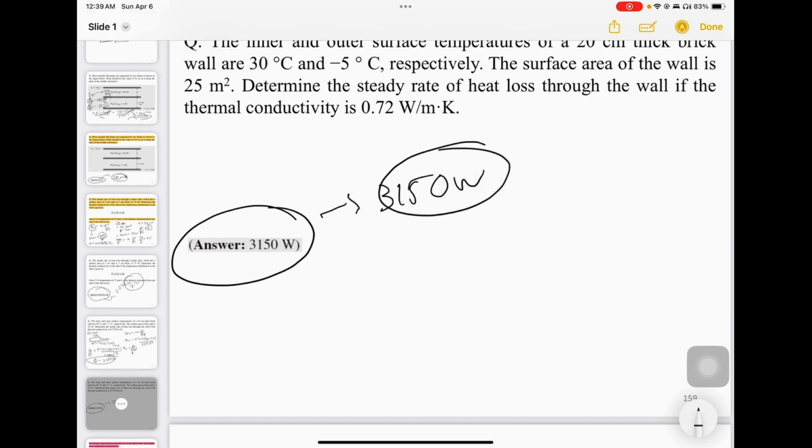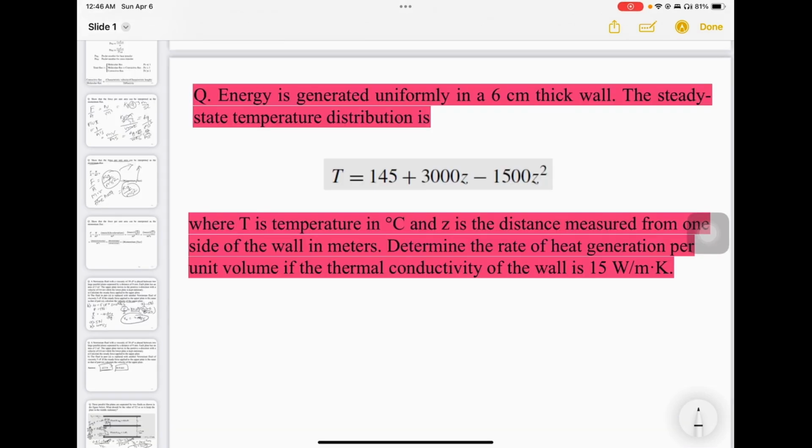3150 is our steady rate of heat loss through the wall. Next, energy is generated uniformly in a 6 centimeter thick wall. The steady state temperature distribution is given by T equals 145 plus 3000 Z minus 1500 Z square, where temperature is in degrees Celsius and Z is the distance measured from one side of the wall in meters.